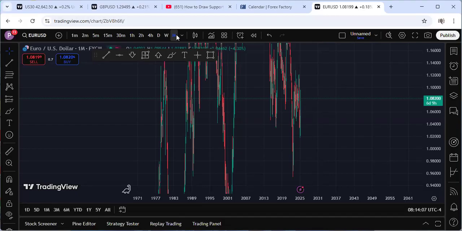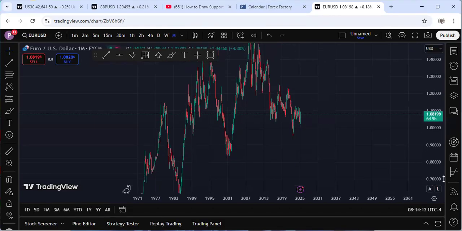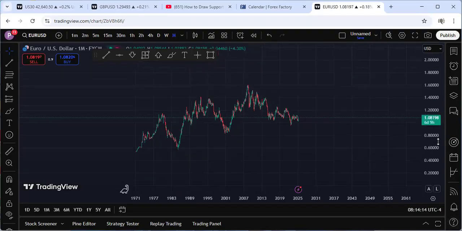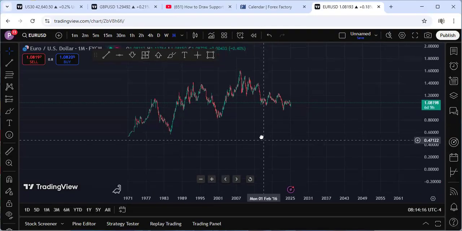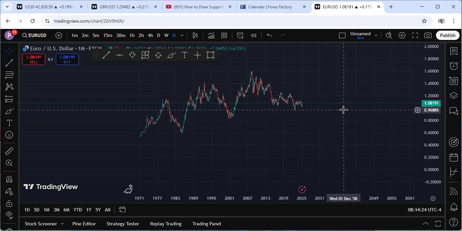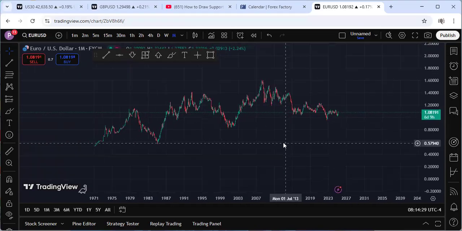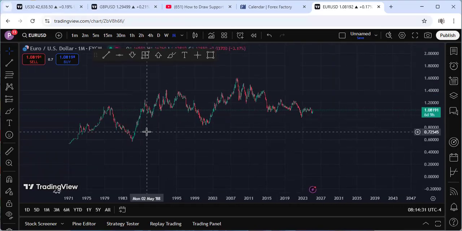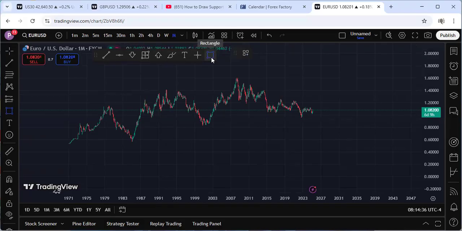All right, let me repeat with another pair. Just watch closely. This is Euro USD, one of the best pairs to trade. Now I'm going to identify these key levels again with the monthly time frame. You come to this particular tool, called rectangle. If you are trading Forex, using TradingView is best in my opinion.